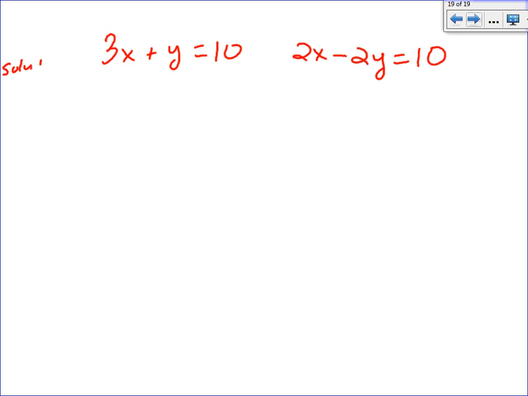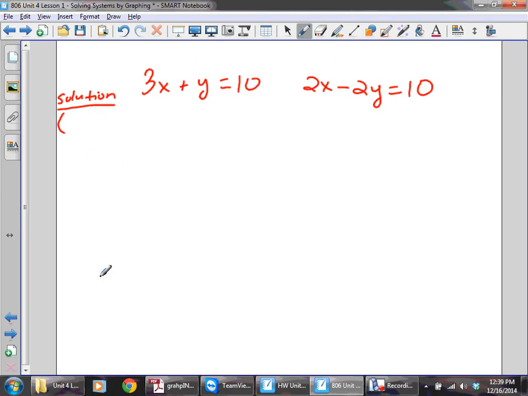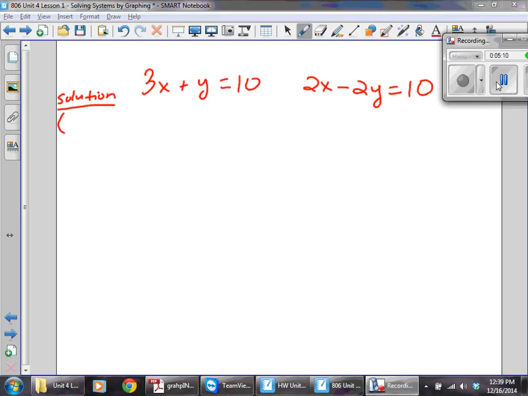I'm going to tell you, for this problem, the solution is, okay, just kidding, instead of 10, I'm going to make it 12. Again, this isn't really that important. The point of this slide is I'm going to show you how to check your solution. So now I know that the solution is 4, negative 2. You would get that solution by putting this on a graph and seeing where they intersect.